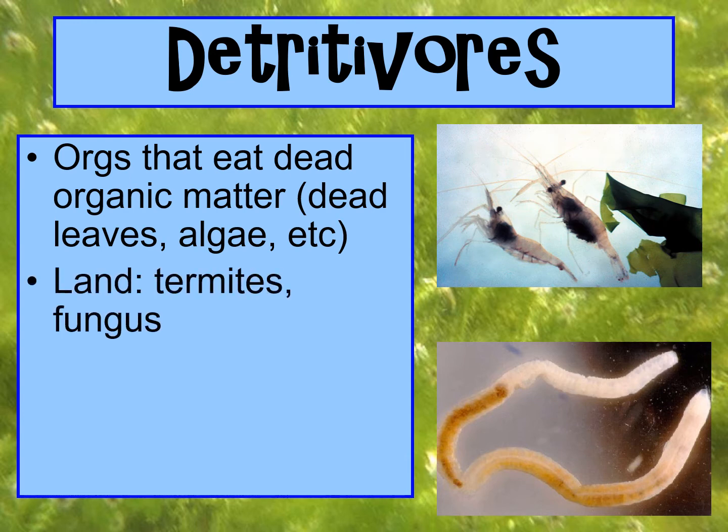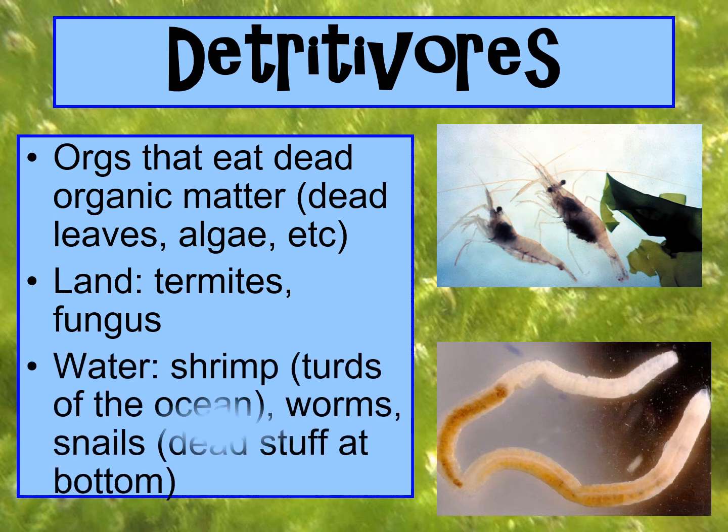So on land, some common detritivores are things like termites and fungus, and of course bacteria. But in the water, we have shrimps and worms and snails, and they just feed off of this dead material. But in doing so, they use oxygen in order to break down their food.